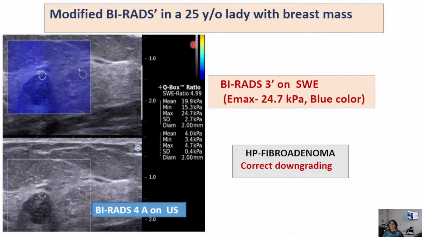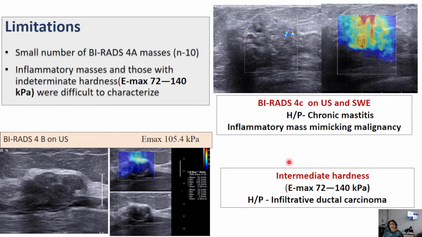This is an example. This was a 25-year-old lady who presented with a BI-RADS 4A mass on ultrasound. As you can see, it has anti-parallel orientation and posterior indistinct margins. When elastography was done, it was the soft color blue and the E max was softer, that is 24.7. So we downgraded this mass from 4A to 3 dash, and on histopathology it was confirmed correct, and it was a fibroadenoma.